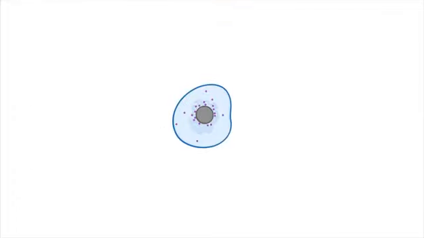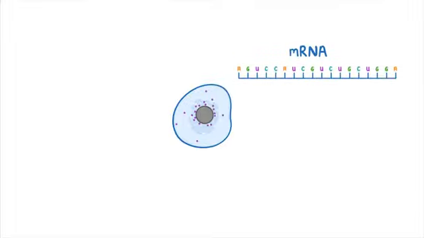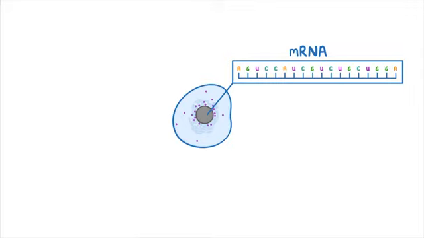So going back to our whole cell for a minute, we've now got an mRNA copy of the gene here inside the nucleus, which is free to leave the nucleus and make its way to the ribosome, where it can undergo translation to produce a protein.